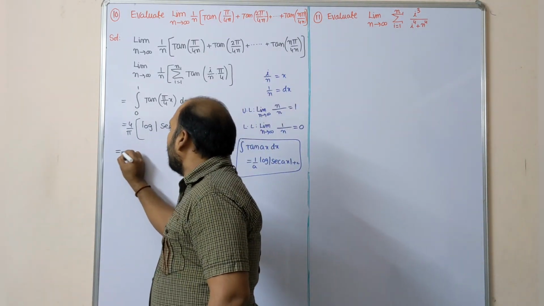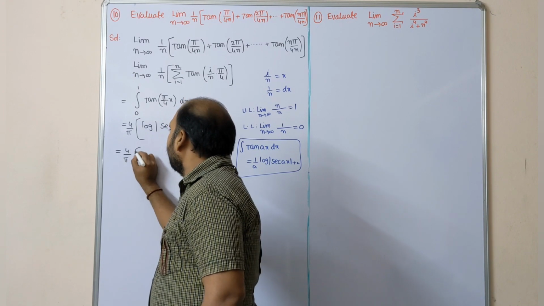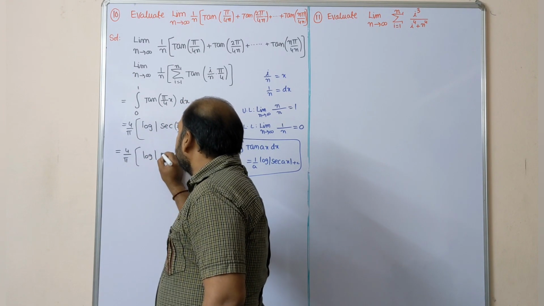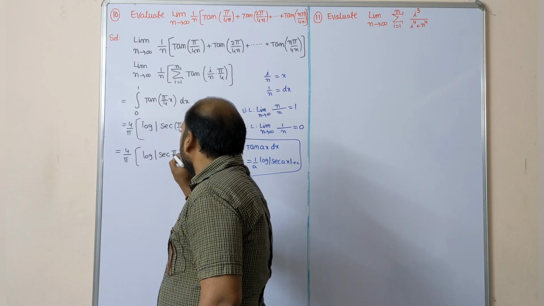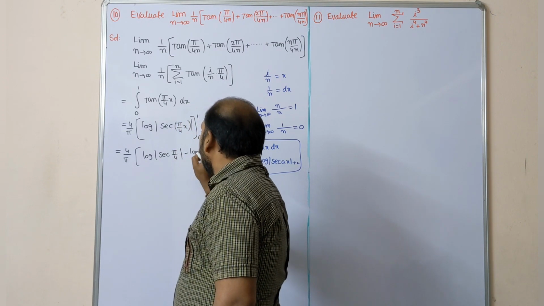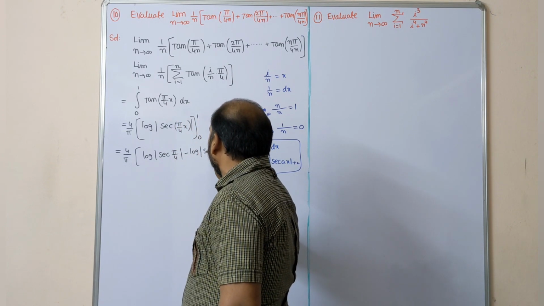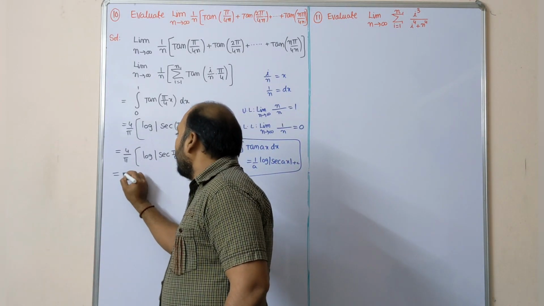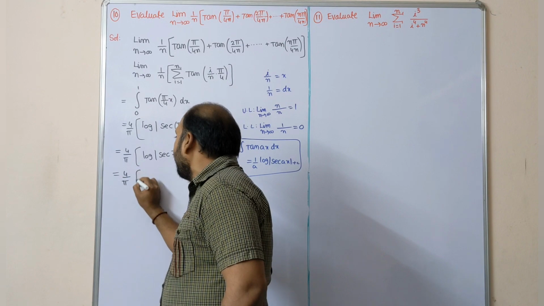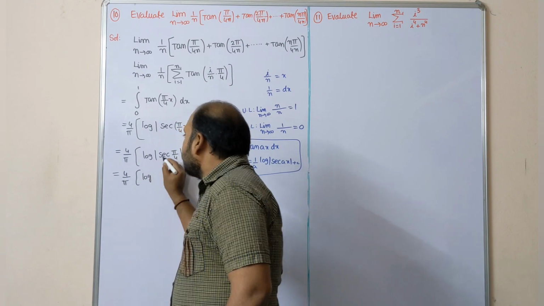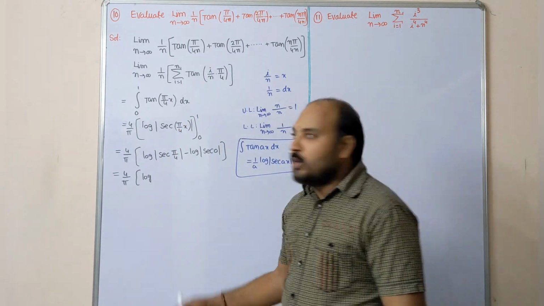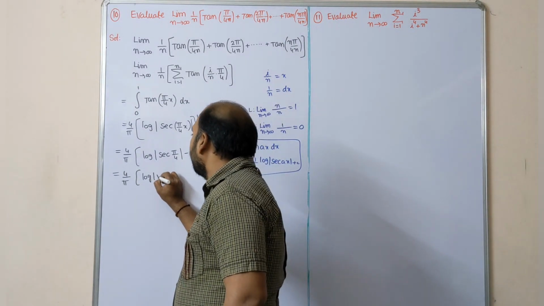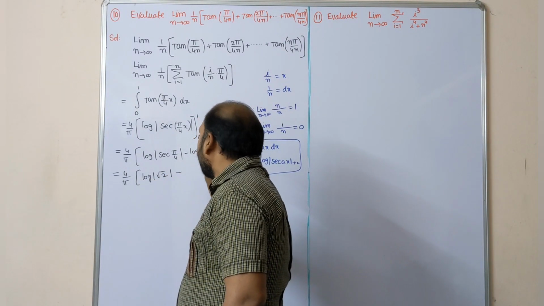First x is equal to 1, substitute: 4 by pi log secant pi by 4 minus log secant 0. So secant pi by 4, it is root 2. cos pi by 4 means 1 by root 2, so secant pi by 4 means root 2. Root 2 minus secant 0, which is 1.